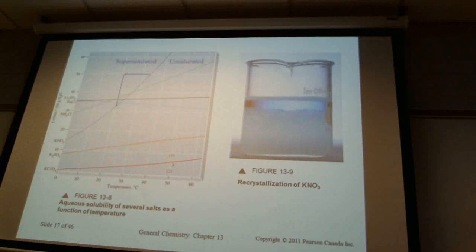Some things are easy to supersaturate. That is, some things have a hard time crystallizing, like sodium acetate, which has the acetate ion.